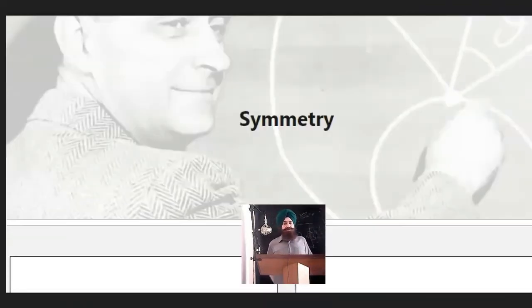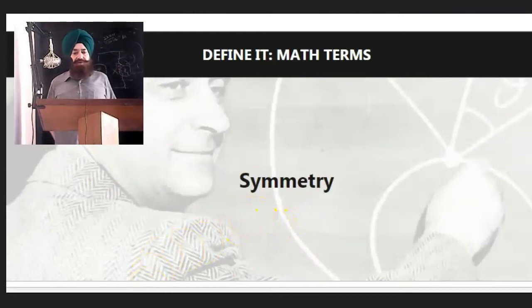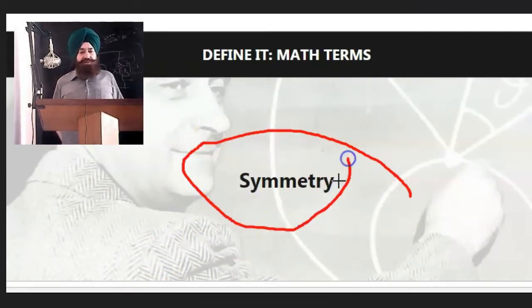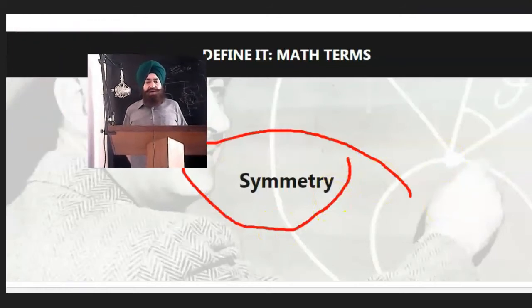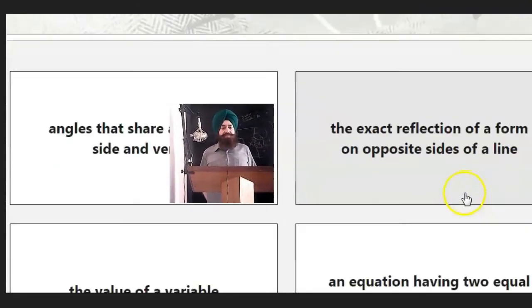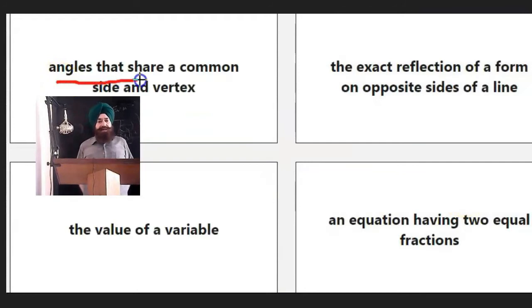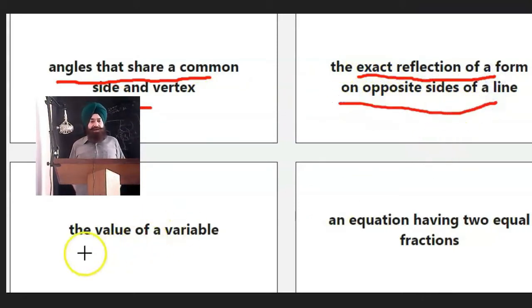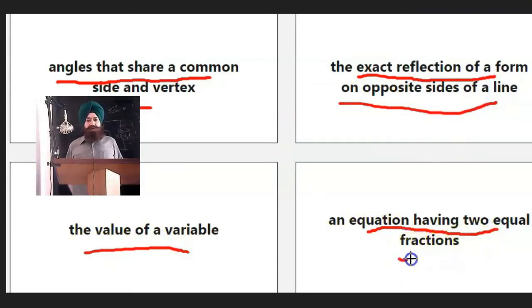The next question is about symmetry. What do you think about symmetry? I'm giving you the choices. Choice number 1, angles that share a common side and vertex. Number 2, exact reflection of a form on opposite sides of a line. The value of a variable in an equation having 2 equal fractions. What do you think? Time starts now.